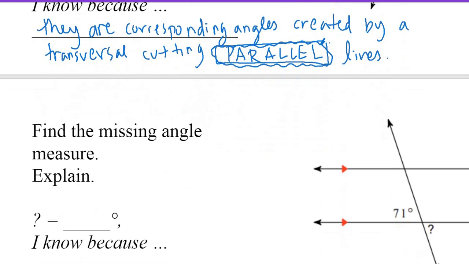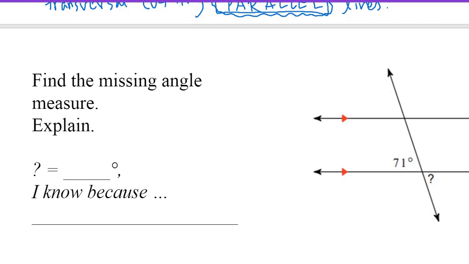Okay. Find the missing angle measure, 71 degrees. These angles are vertical, so they are congruent. Vertical angles are congruent angles. That does not depend on anything parallel.